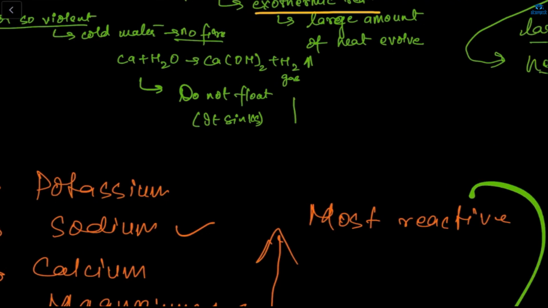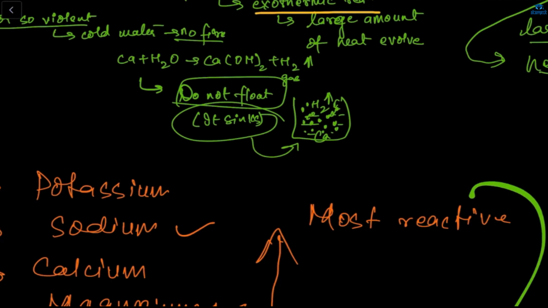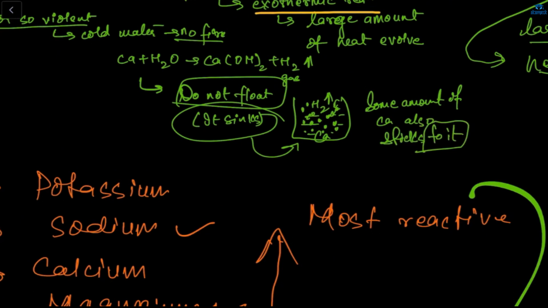Now what will happen? See, here in my beaker, let's say I'm taking calcium plus H2O. Your H2 gas will evolve. Your H2 rises upward in the form of bubbles. So if it moves upward in the form of bubbles, then some amount of calcium also sticks to it, right? So it means it will not float, it will sink. Why will it sink? Because some amount of calcium also sticks to this H2.